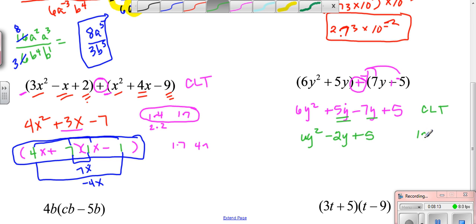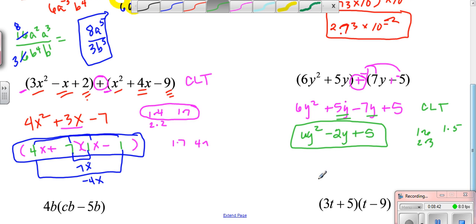Again, take a peek. 1 and 6, 2 and 3, 1 and 5. Will those combine under minus minus to make 2? So 1 times 1 and 6 times 5, too big. 1 times 5, 6 times 1, too small. That gives me 1. 2 times 1 and 3 times 5 is 15. 3 times 1 and 2 times 5 is 10. This cannot be factored, and so this is my simplest form.